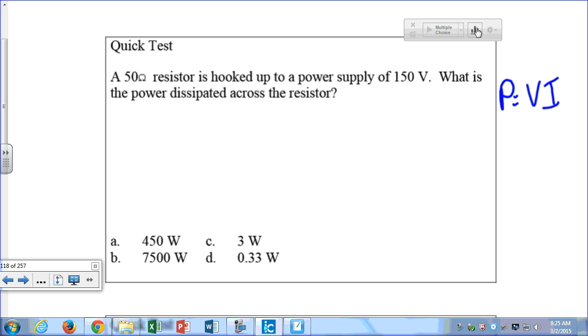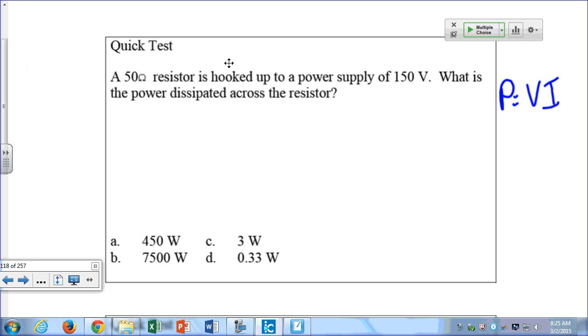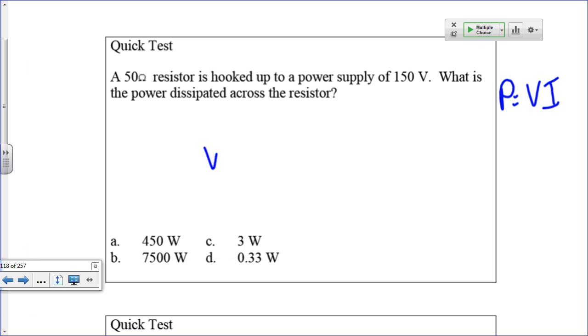All right, A is right. Since we have V and R, we could just say V squared over R. That's 150 squared over 50, which is equal to 450 watts. You could also calculate the current. The current is 3 amps, and then say V times I.